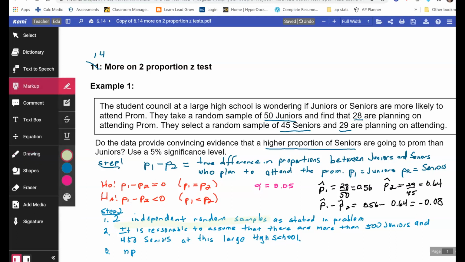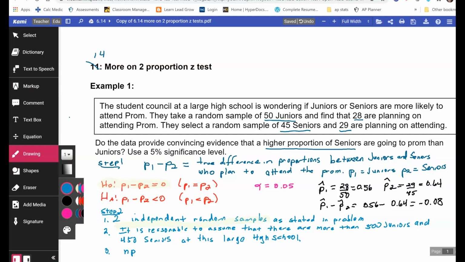But if we take a closer look at this scenario, we don't know what P1 is. So we actually can't use P in this case, and what we're going to end up having to use is P hat. Because our null hypothesis no longer defines P1 itself, we must use the next best thing, and that would be P hat 1.